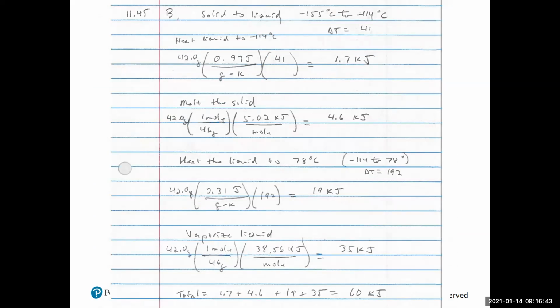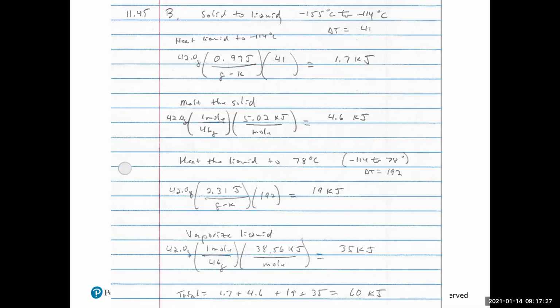And so now, first thing we're going to do is calculate heating the liquid to minus 114. So we have the 42 grams, we have our constant of 0.97 joules per gram Kelvin, and then 41 K, and we get 1.7 kilojoules. Then we need to melt the solid. So we've gotten it up to the temperature we wanted, now we got to melt it. So here we're going to convert the 42 grams into moles, and then we're going to use that second constant, 5.02 kilojoules per mole.